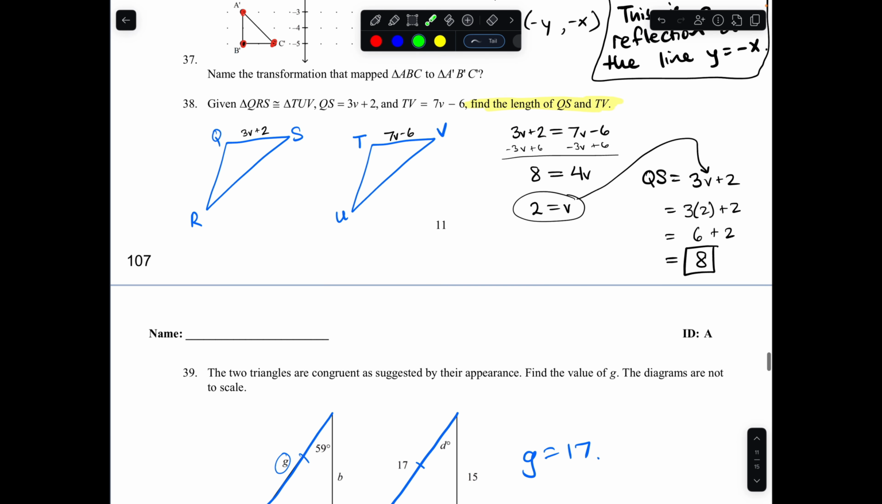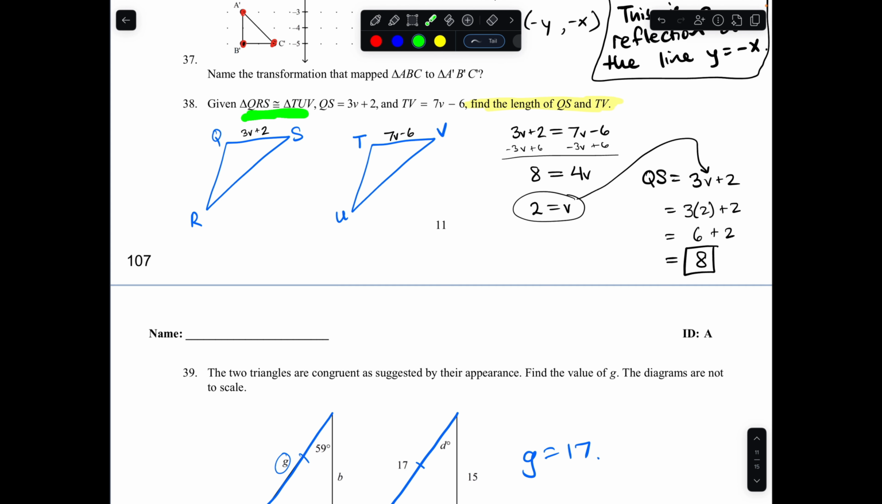Number 38. Given that triangle QRS is congruent to triangle TUV, and they tell us a value for the length of QS and the length of TV, find the length of those line segments. Well, there's no picture, so it's a good idea to draw one. QRS, TUV, they're not drawn to scale, but that's okay.